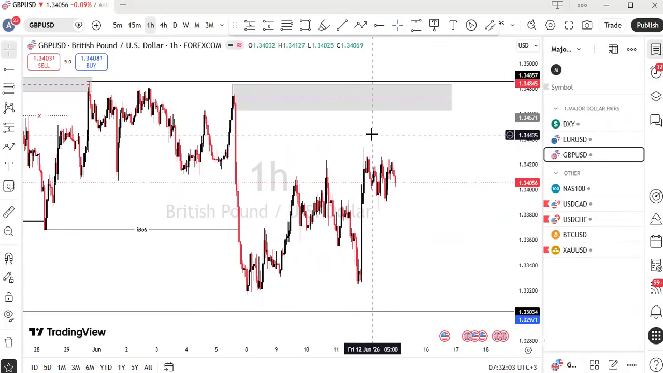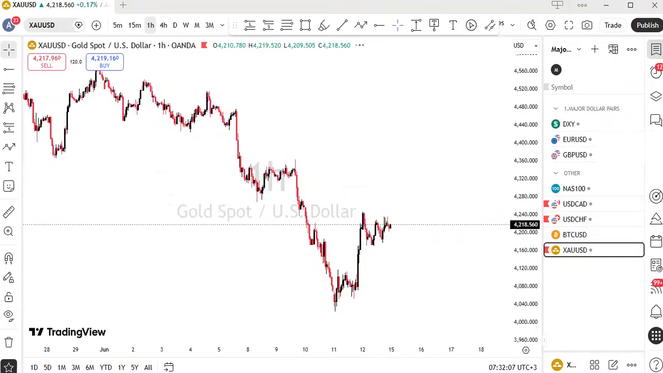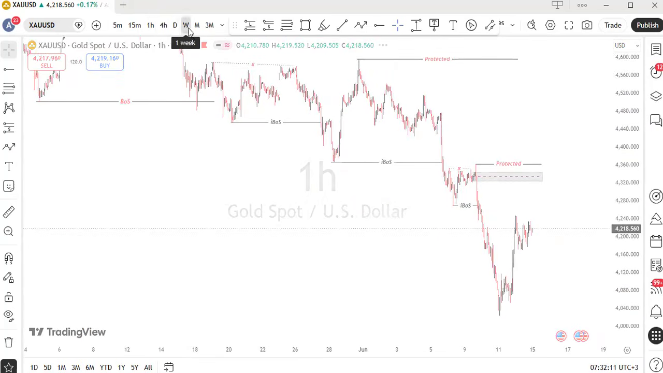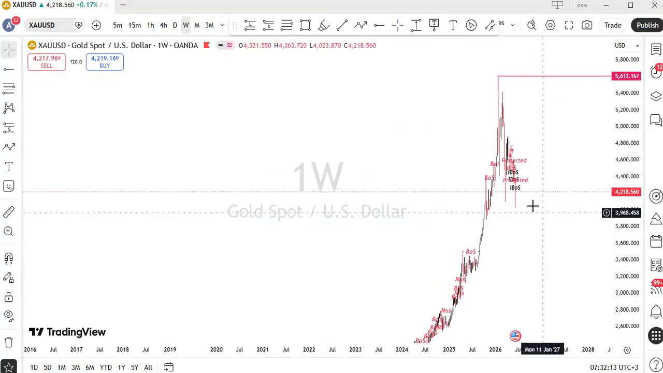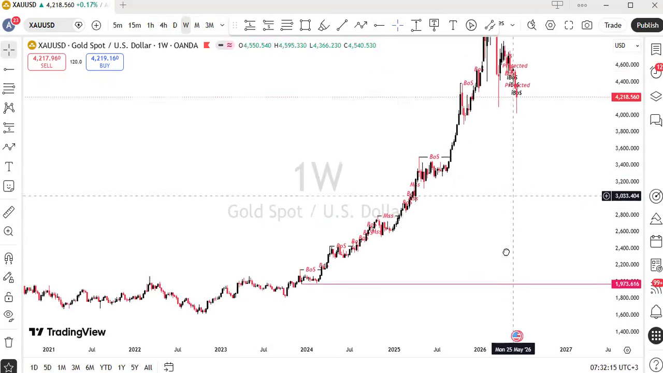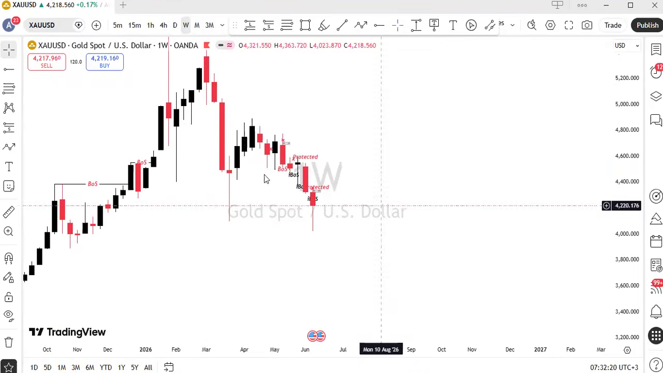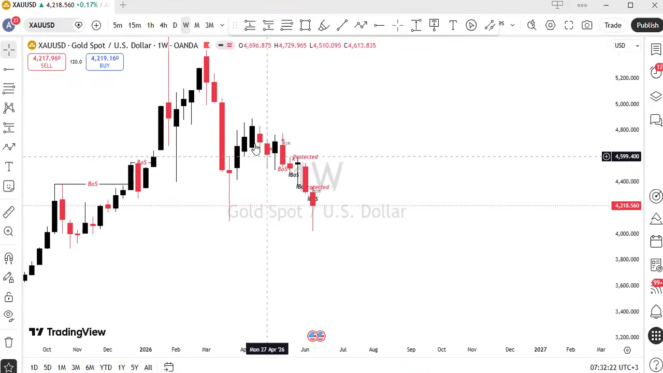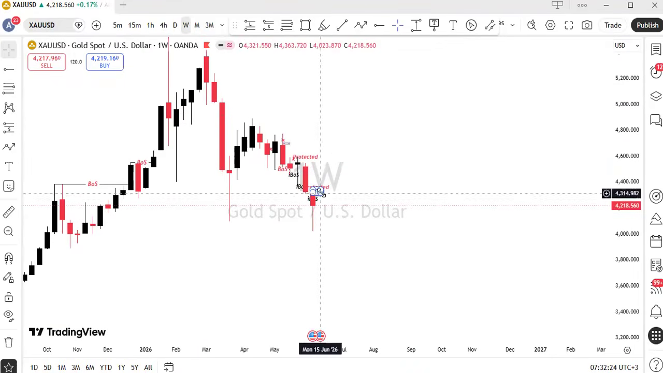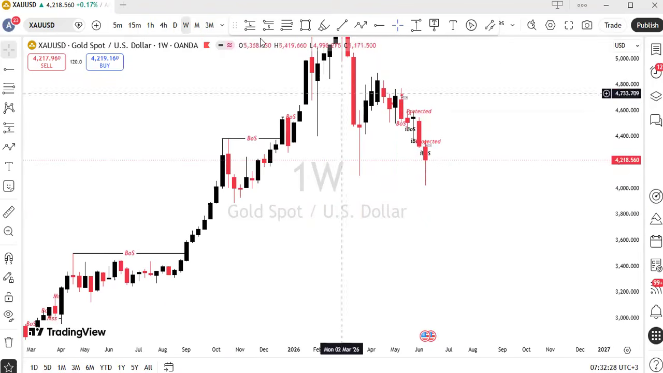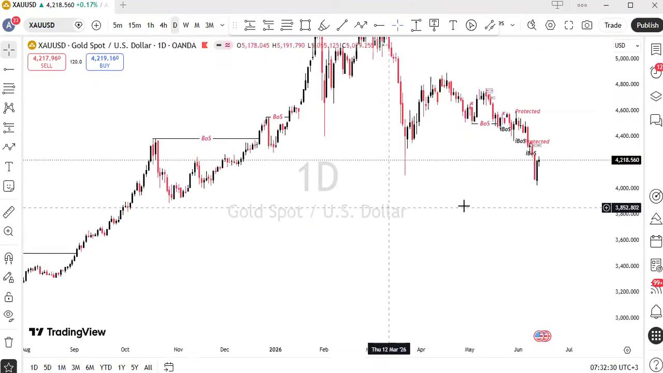So moving on to the next pair, we're gonna look at, of course, gold. So what is the gold doing from the higher time frame? Let me start from the weekly time frame. Okay, so from the weekly time frame, we can see that currently gold is moving down. So gold is currently bearish. Everyone can see that, right? So since we have the bearish movement, let me go to the daily.